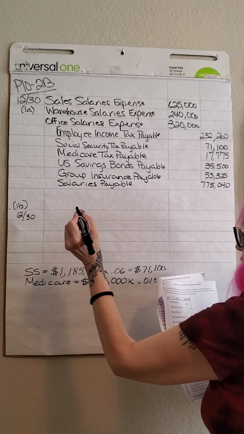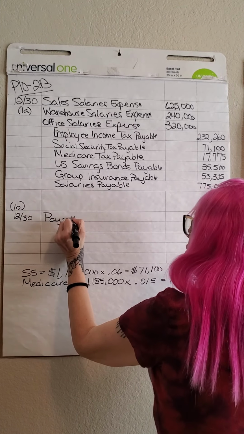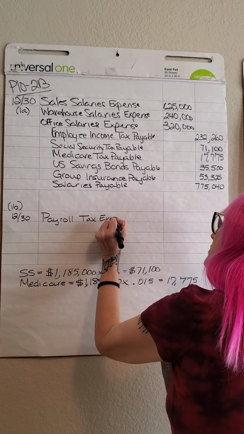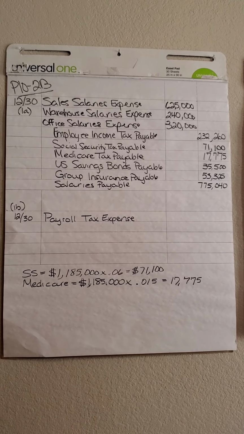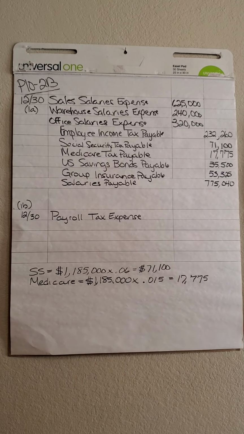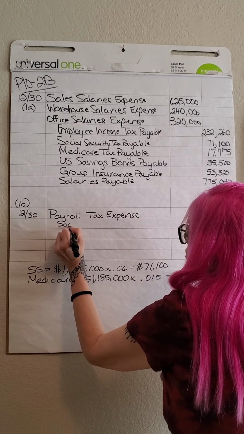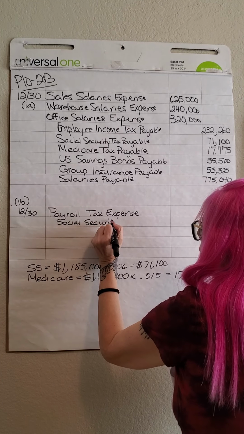I like to put the first part, which is the payroll tax expense. So I put that up there because I know all my credits have to add up to this amount. So I usually put this one in first, but I do it with a blank. So Social Security and Medicare tax payable, the employer matches these. So we're going to have a debit to Social Security tax payable.